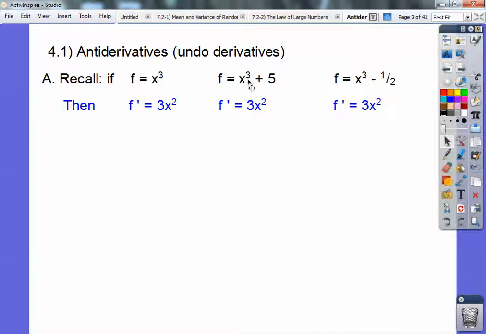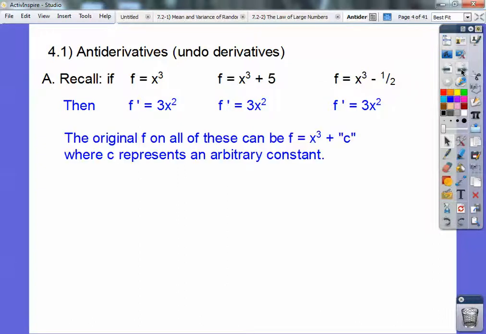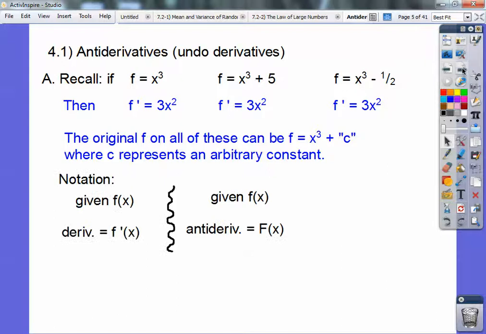So what we're going to do is call it some arbitrary constant. It could be a half, it could be 7, it could be 5, it could be anything. So the original of all of these, 3x squared, came from f to be x cubed plus some constant. We don't know what the constant is.